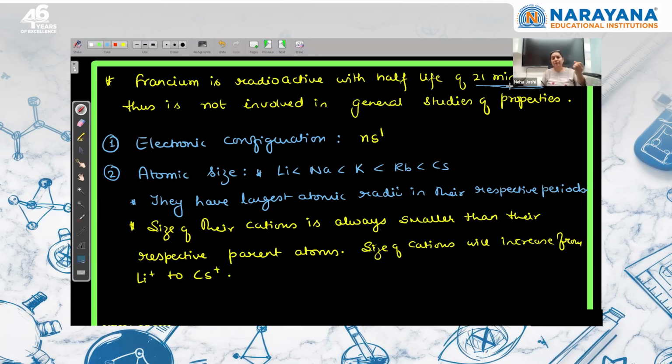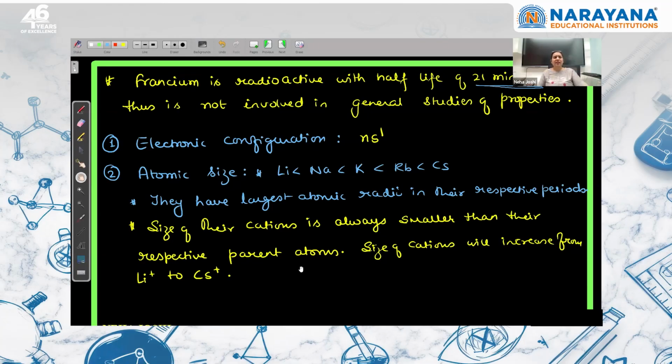For everything, I will have to say in first group except lithium. In second group, I have to say except beryllium, because of their diagonal relationship with the diagonally placed elements. For lithium, I'll say magnesium. For beryllium, I'll say aluminium. So they will not behave like their other group members. Electronic configuration, yes, ns1, we all know. Coming to atomic size, it simply increases down the group, in their respective group. Along the periods, they will have the largest atomic radii in their respective period.